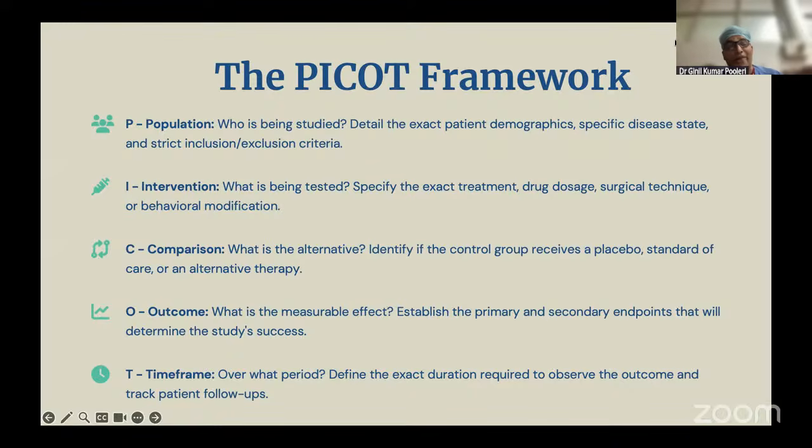Then you have to compare, and decide how you are comparing. When you are comparing, what is the outcome? As I was rightly telling, outcome is the most important thing. You have to plan it initially itself. And within how much time you are going to finish that, or you are going to assess the outcome. These should be clearly mentioned or planned before you go for a study.